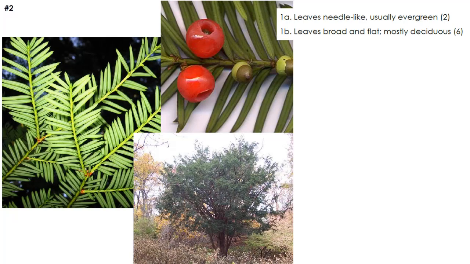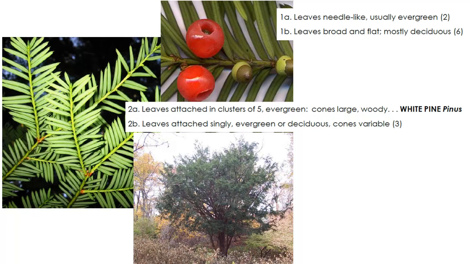The next unknown I want to look at is number 2. Leaves needle-like, usually evergreen, go to 2, or leaves broad and flat, mostly deciduous. While this is clearly a needle-like tree, well, needle-like leaves, not a deciduous one. Leaves attached in clusters of 5, evergreen, cones large and woody, or leaves attached singly, evergreen or deciduous, cones variable. This does not look like clusters of 5, so 2B is our next step.